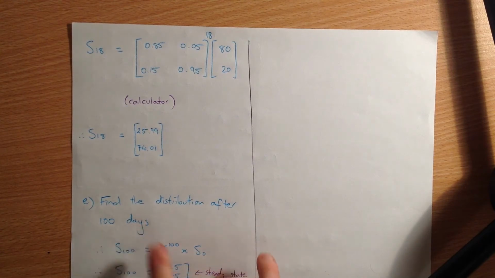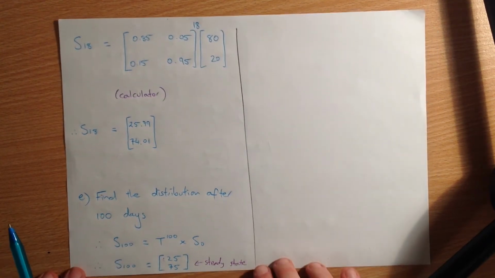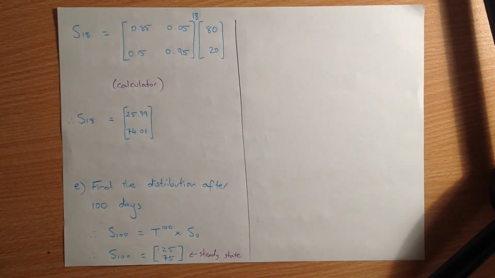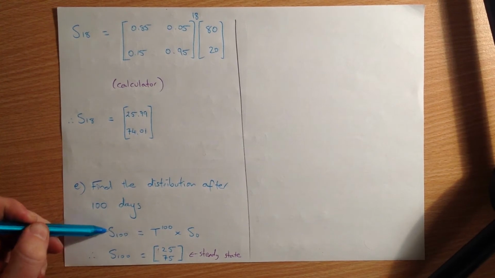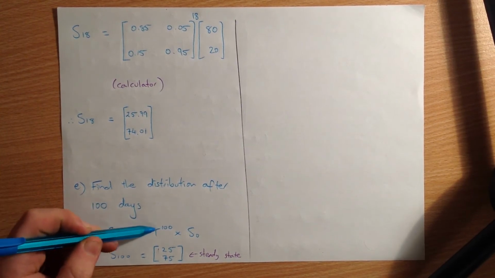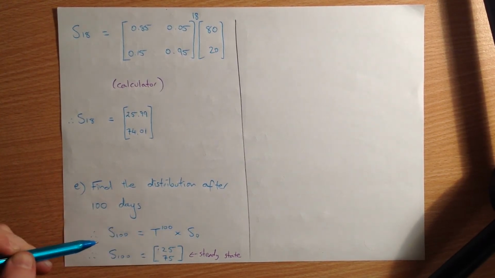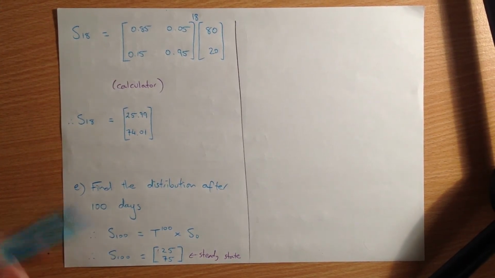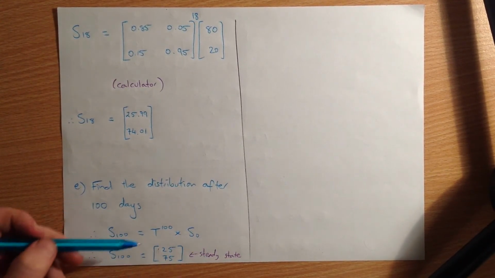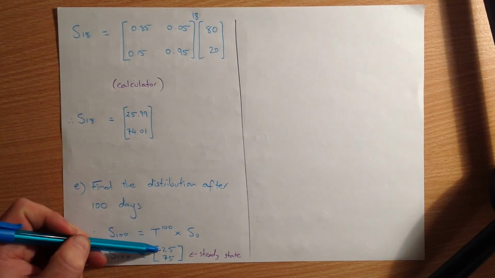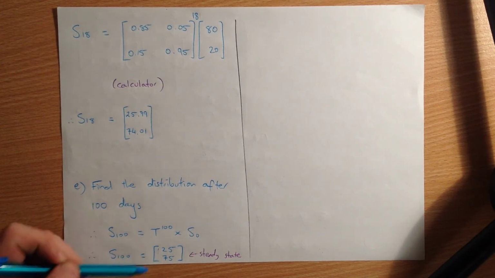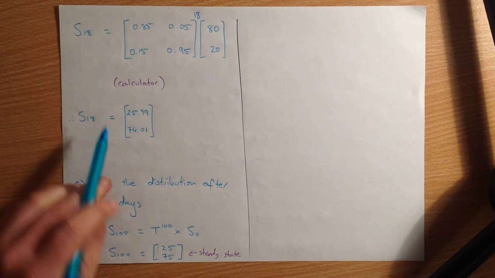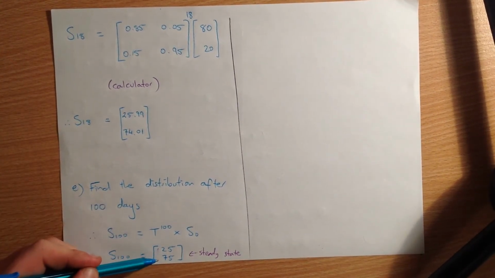We're being asked here to find the distribution after 100 days. Obviously after 100 days we've got a lot of transitions, and we'll have to use our calculator for that. So we use that same second formula. S of 100 equals T to the power of 100 times S of 0. And here S of 100, the 100th state matrix after 100 days have passed. We've landed on our steady state here, 25 and 75.